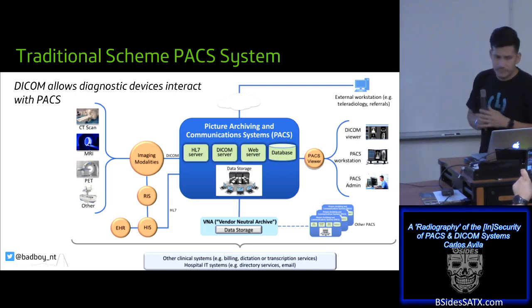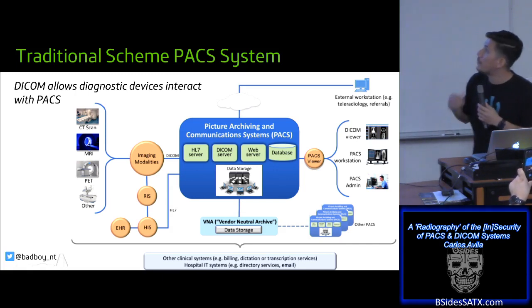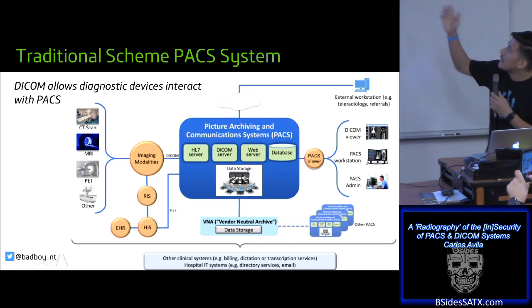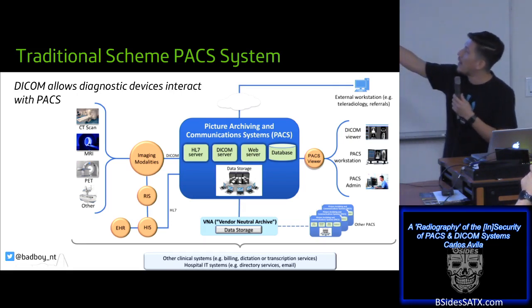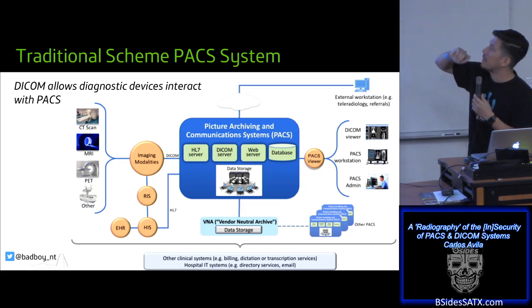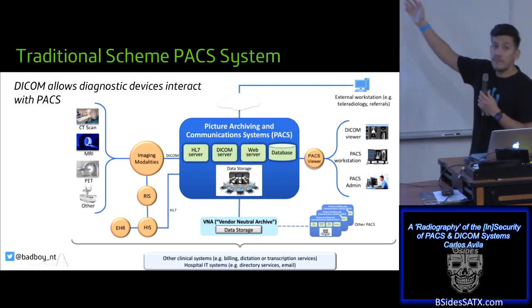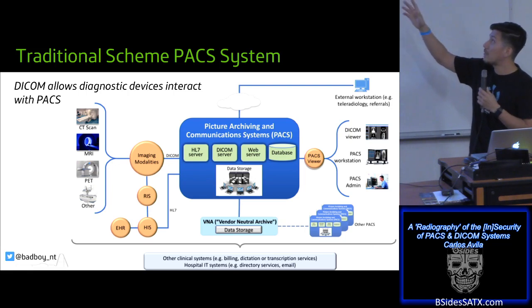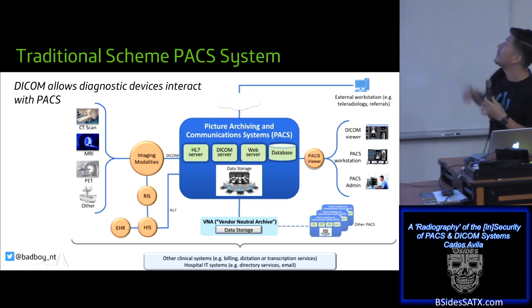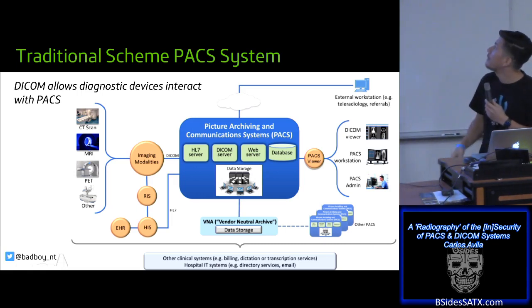This slide shows a traditional scheme of how a PACS system works through the DICOM protocol. Basically, DICOM protocols allow diagnostic devices to interact with the PACS servers through modalities. For example, CT scan, MRI, or others. These are the artifacts in the healthcare facility. These imaging modalities share information with the PACS server. And at the same time, the PACS server allows sharing information with other programs. For example, a DICOM viewer on the desktop or a mobile application, a PACS workstation, or other external programs or web services.